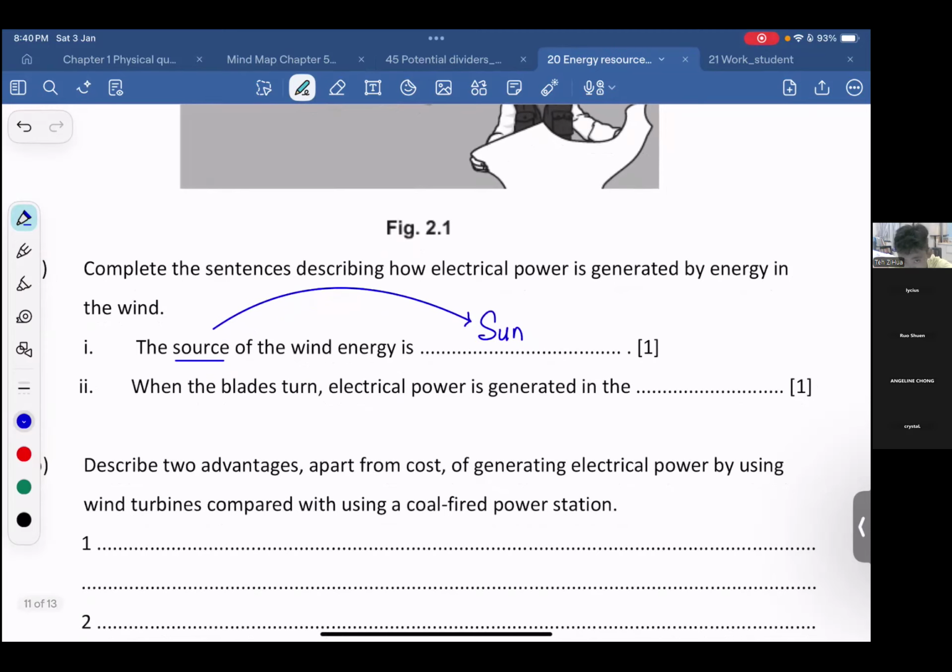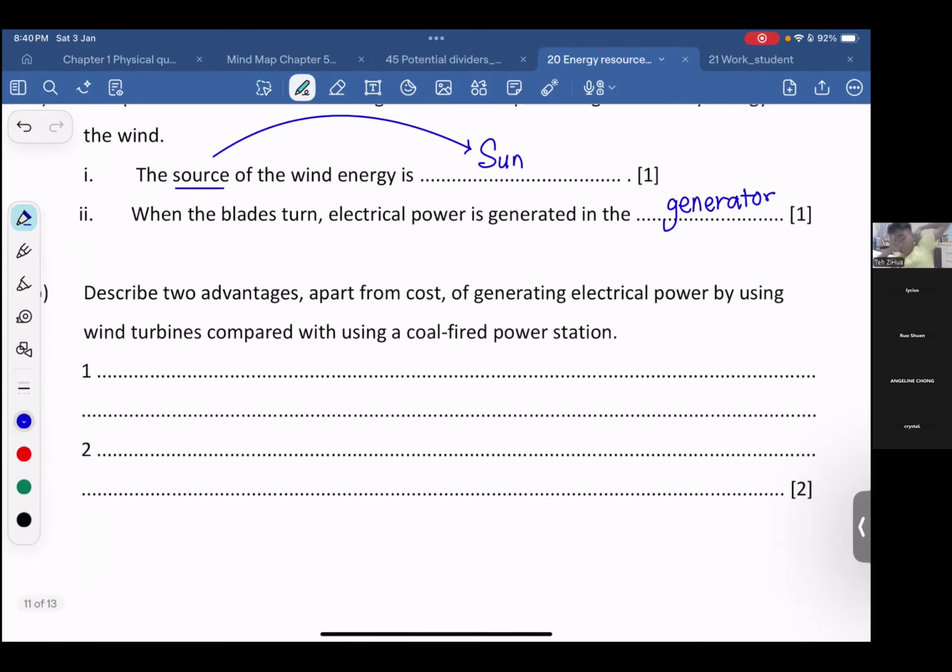in the where we generate the electricity. At which part do we generate electricity? Angeline, correct. At the generator. We will always say turn the turbine, turn the generator. Inside the generator, we produce electricity. So electrical power is generated in the generator. Okay? Describe two advantages apart from the cost.